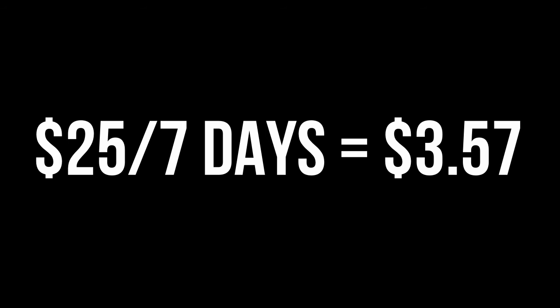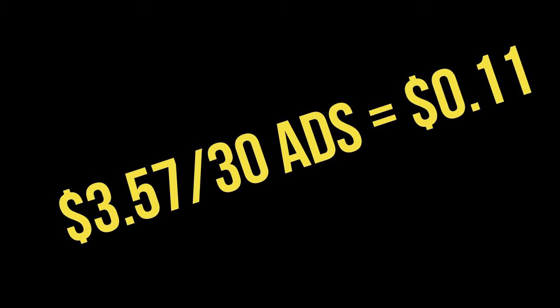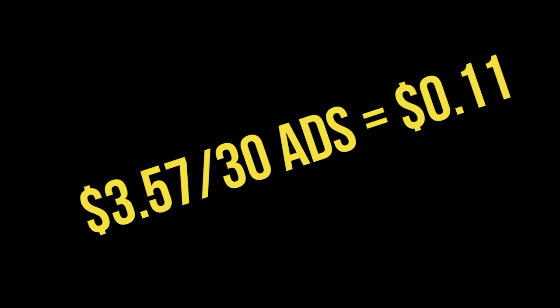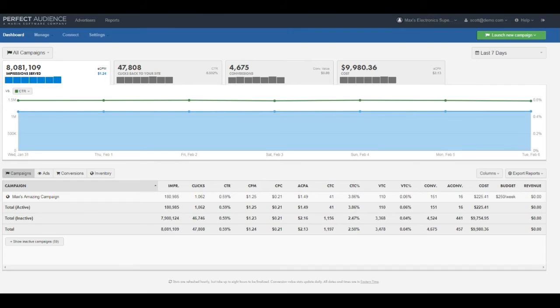From there, the system will allocate an equal amount of funds per ad to use for bidding in ad auctions. In this example, that means each ad only has about 11 cents to use for bidding. The ads are all being outbid, so the campaign isn't serving. To solve this, remove some of the ads or greatly increase your budget.